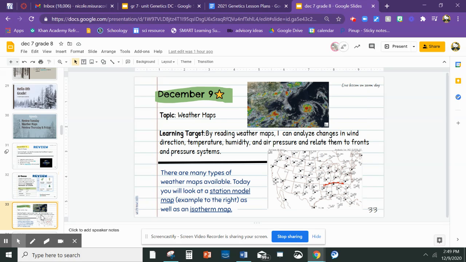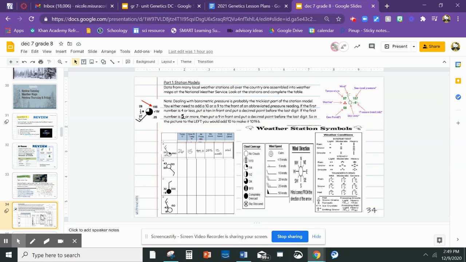Wednesday's topic is looking at 2 different types of weather maps. One is an isotherm map, the other is a station model. Here for the station model, we are looking at a lot of complex information presented in a small way. Here, this first one is done for you. So we're trying to decipher all of the information.